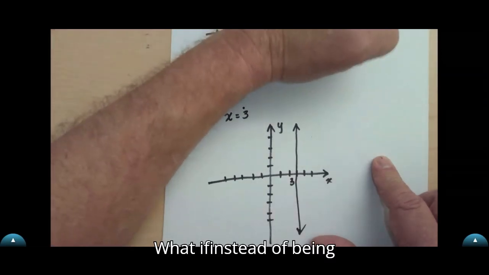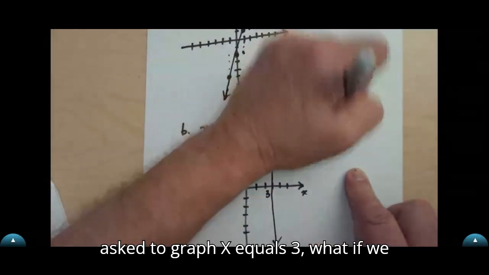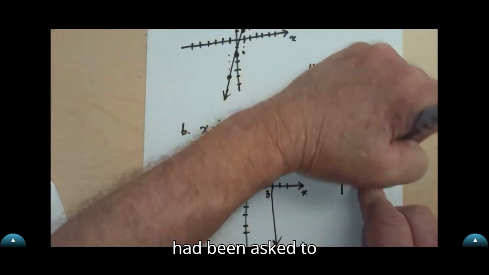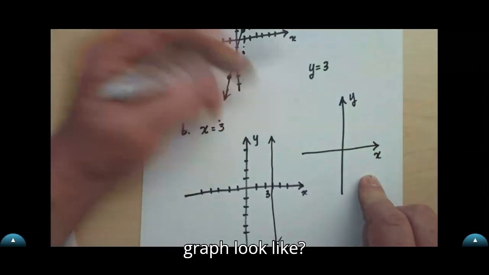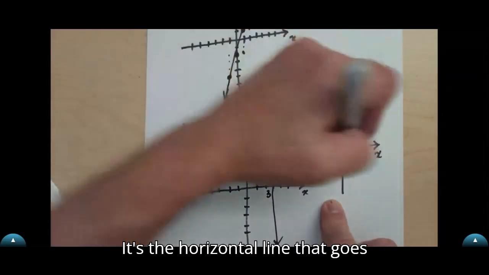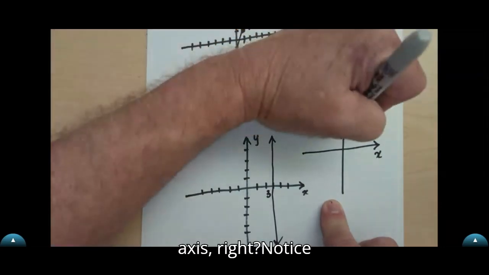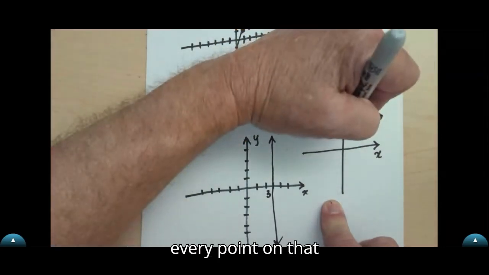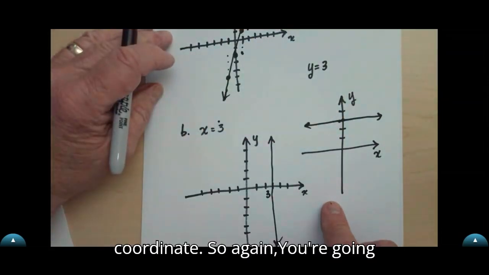What if, instead of being asked to graph x = 3, we had been asked to graph y = 3? What would that graph look like? It's the horizontal line that goes through 3 on the y-axis, right? Notice every point on that horizontal line has 3 as its y coordinate.